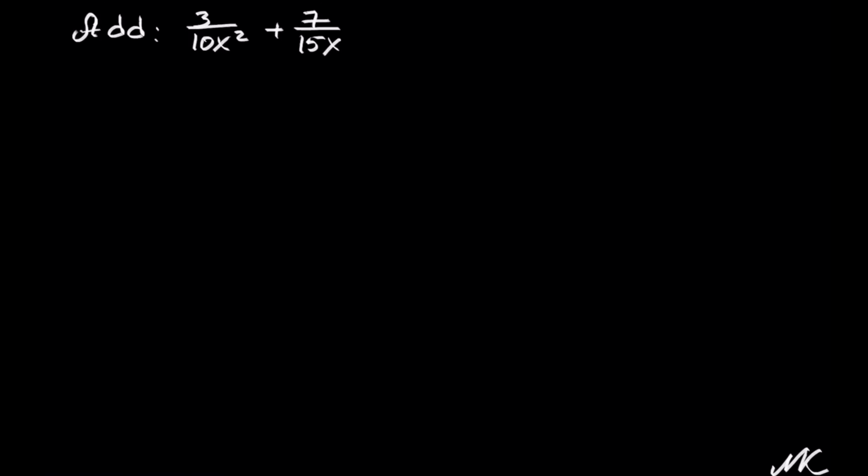Hello. Here we have to add 3 out of 10x squared plus 7 out of 15x. So the very first thing we need to do is to calculate the least common denominator. In order to do so, we need to factor 10x squared and 15x. 10x squared can be factored into 2 times 5 times x times x. 15x can be factored into 3 times 5 times x.